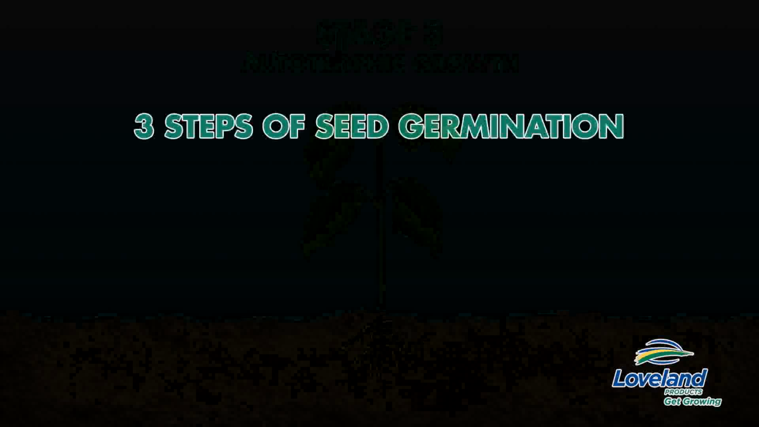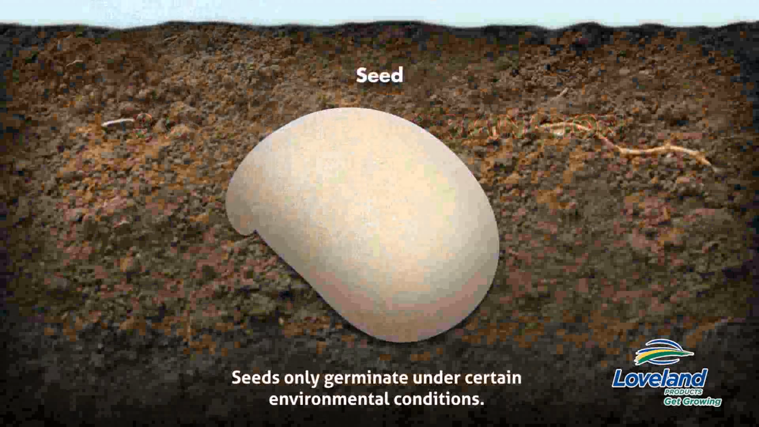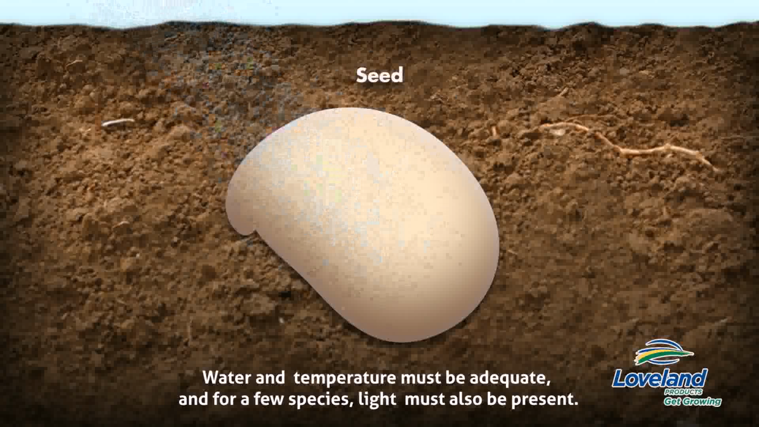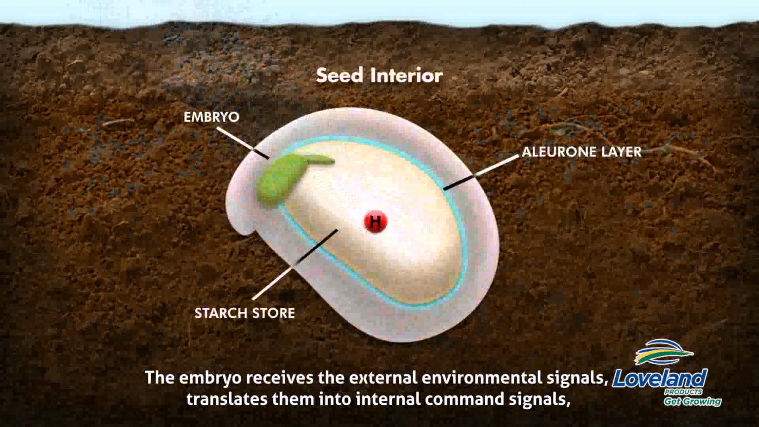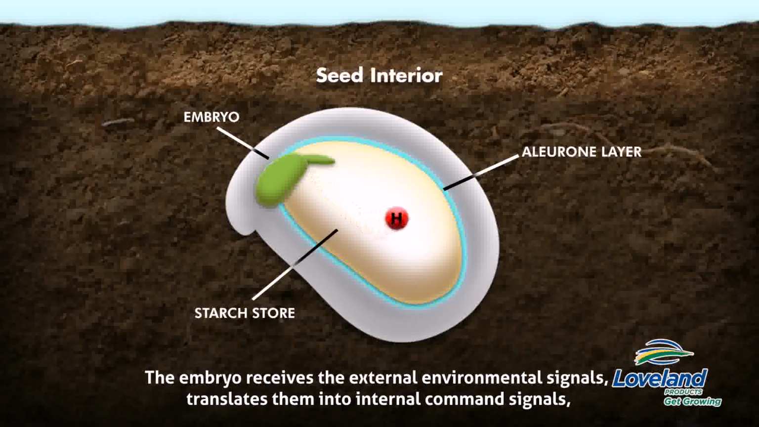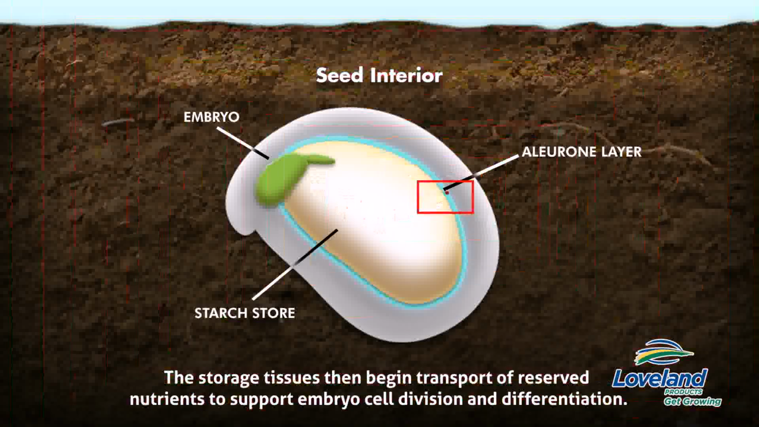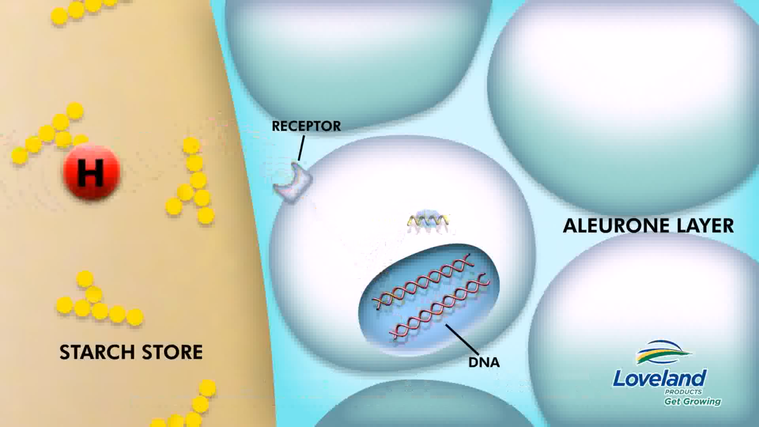3 steps of seed germination. External environmental signals. Seeds only germinate under certain environmental conditions. Water and temperature must be adequate, and for a few species, light must also be present. Breaking seed dormancy. The embryo receives the external environmental signals, translates them into internal command signals, and introduces them to the endosperm or cotyledons. The storage tissues then begin transport of reserved nutrients to support embryo cell division and differentiation.